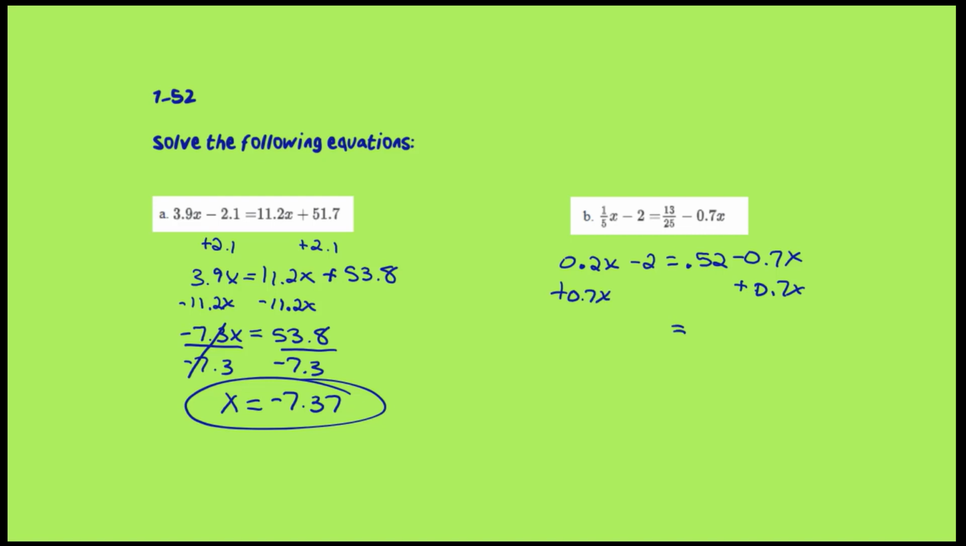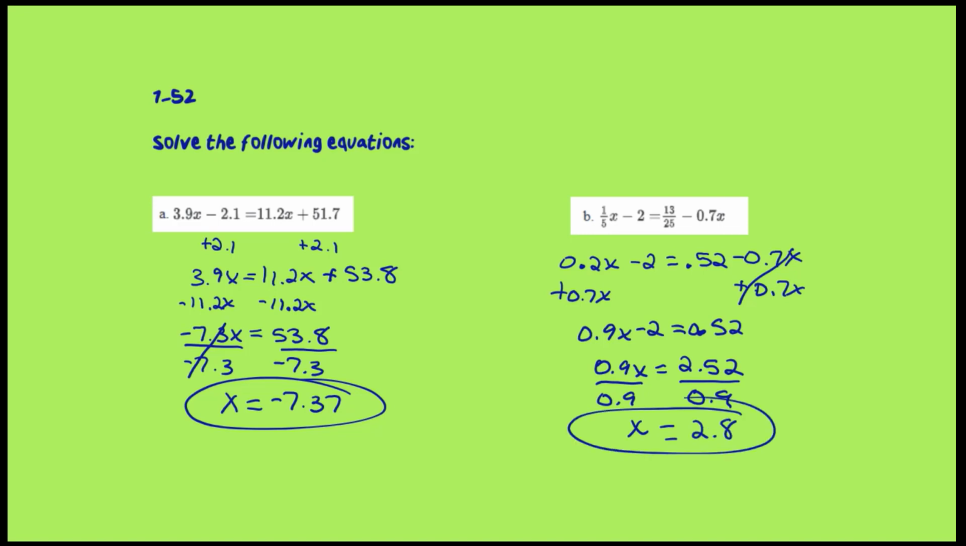And so that leaves me with 0.9x minus 2 equals 0.52. Again, I probably should put a 0. And those cancel out. So then what I've got to do is add 2 to the other side. So it's going to be 0.9x equals 2.52. And then the last thing I have to do is divide by 0.9. And so x equals, to the nearest tenth, 2.8. So hopefully you figure that out and you understand that.